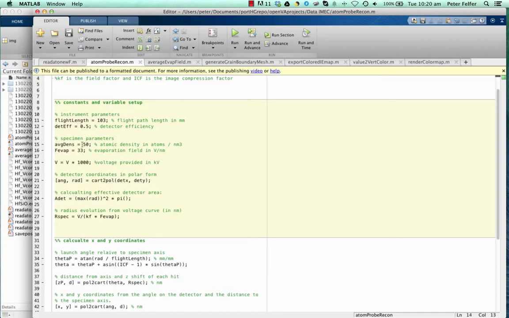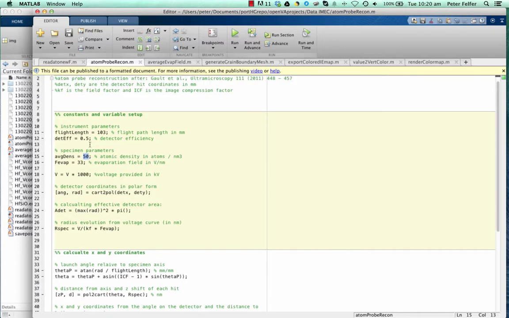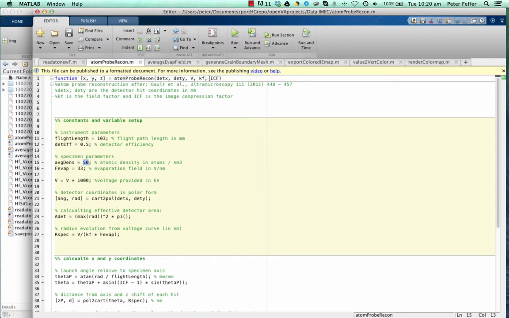The next ones are specimen parameters. So I've assumed an average density of 50 atoms per cubic nanometer for my reconstruction, and an evaporation field of 33 volts per nanometer. Of course, this depends on your specimen. Look it up. And this might actually not be a constant during your experiment. This is just mainly the same species, that's why I used one atomic density. But as you can imagine, you can very easily add that here as an input parameter and make it specific to whatever ion you're reconstructing at the moment.